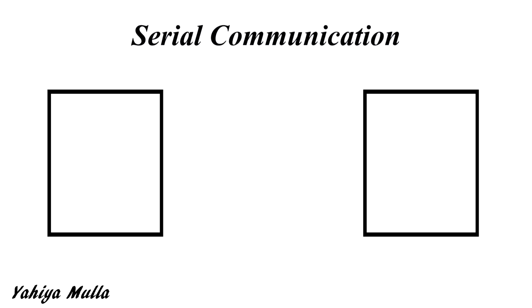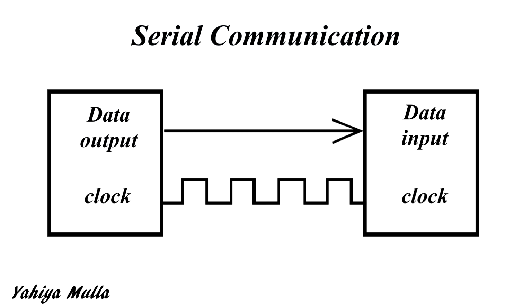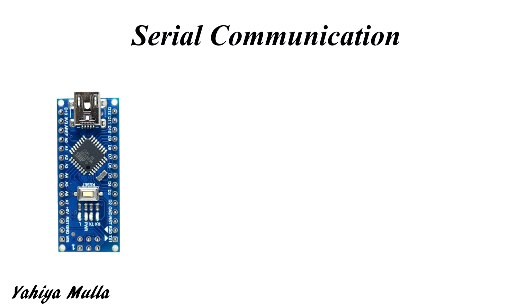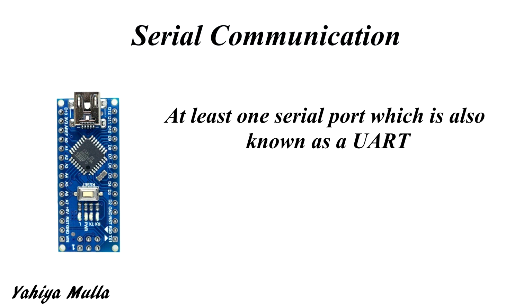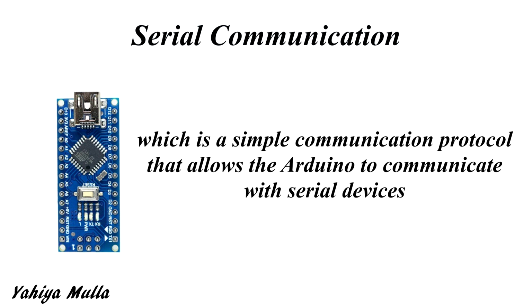Serial communication is the process of sending data one bit at a time sequentially over a communication channel or a computer bus, that is, transmitting one bit at every clock pulse. Arduino board has at least one serial port, which is also known as a UART, that is, Universal Asynchronous Reception and Transmission, which is a simple communication protocol that allows the Arduino to communicate with serial devices.